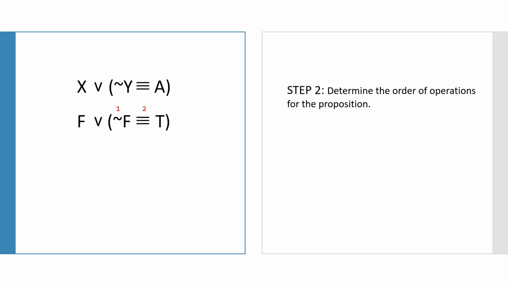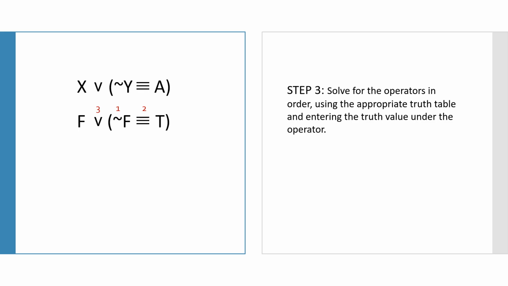And then once I've solved for that, I can determine what the truth value is of the biconditional, my if and only if claim. And then finally, I can determine the truth value of the entire statement as a whole, which again is just a disjunctive statement. So once we figured out the order of operations, the next step is to solve for all of these operators in order using the appropriate truth tables, and then entering underneath each of these particular operators, so our negation, the biconditional, and the wedge, we need to basically stick in the truth value once we solve for the truth value of those operators.